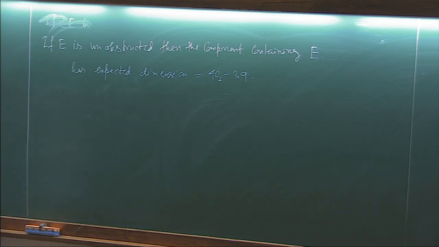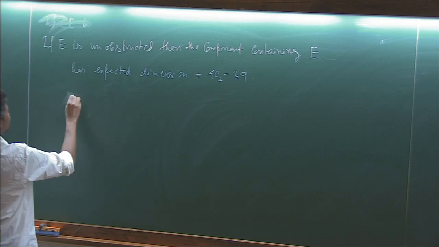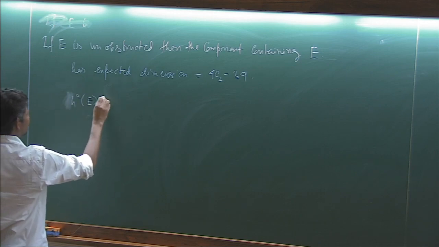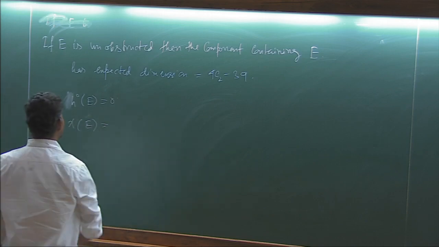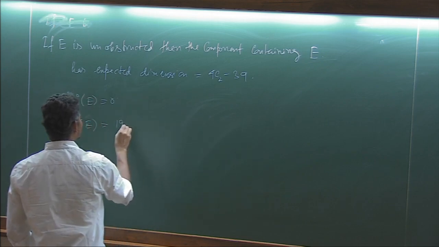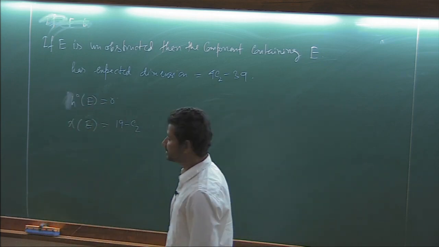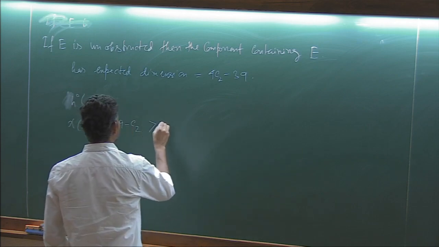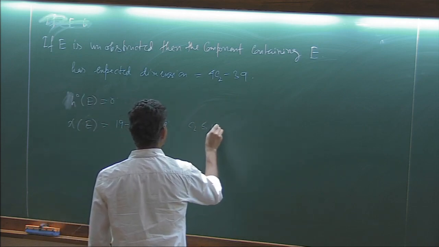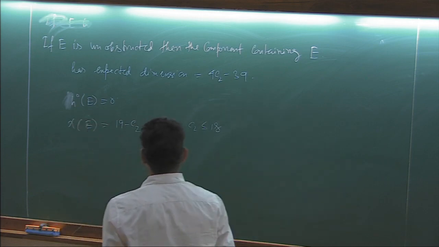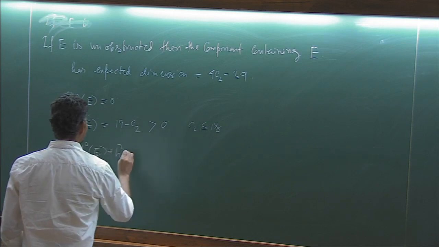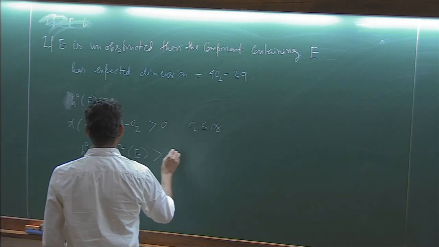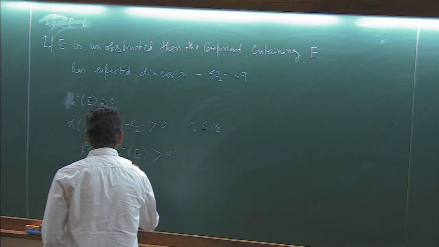On the other hand, if H naught of E is equal to 0, then the Euler characteristic of E, one can compute, is equal to 19 minus C2. So this is strictly greater than 0 provided C2 is less than or equal to 8. That's why the assumption is there. So that means H naught of E plus H2 of E is strictly bigger than 0, but H naught of E is 0, that means H2 of E is non-zero.